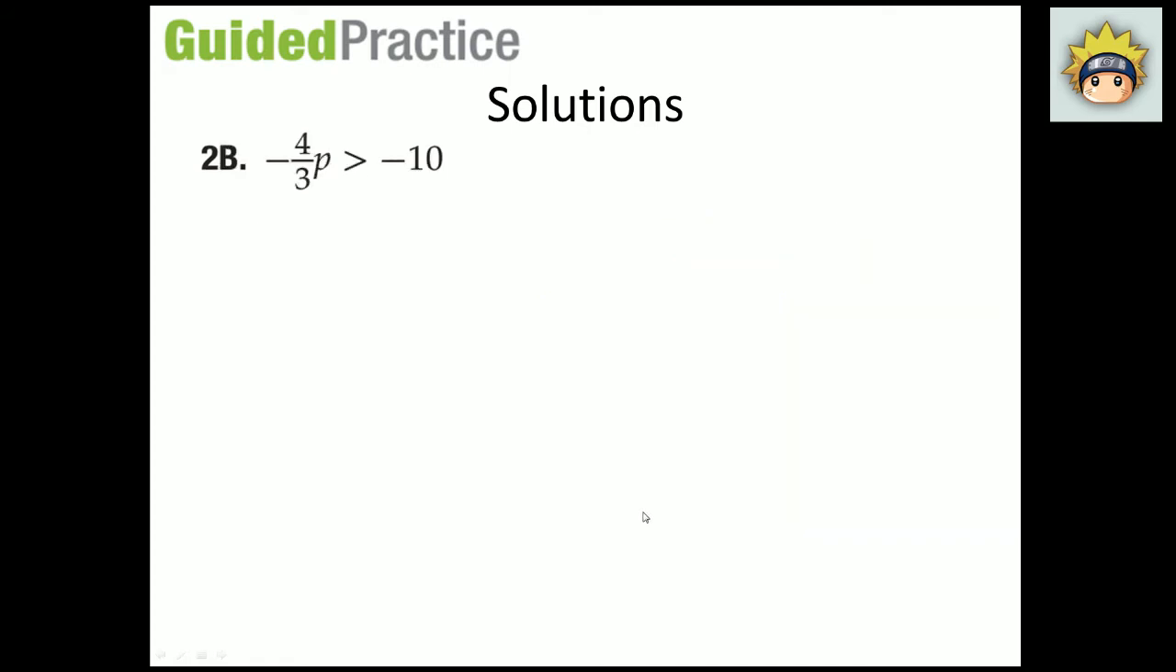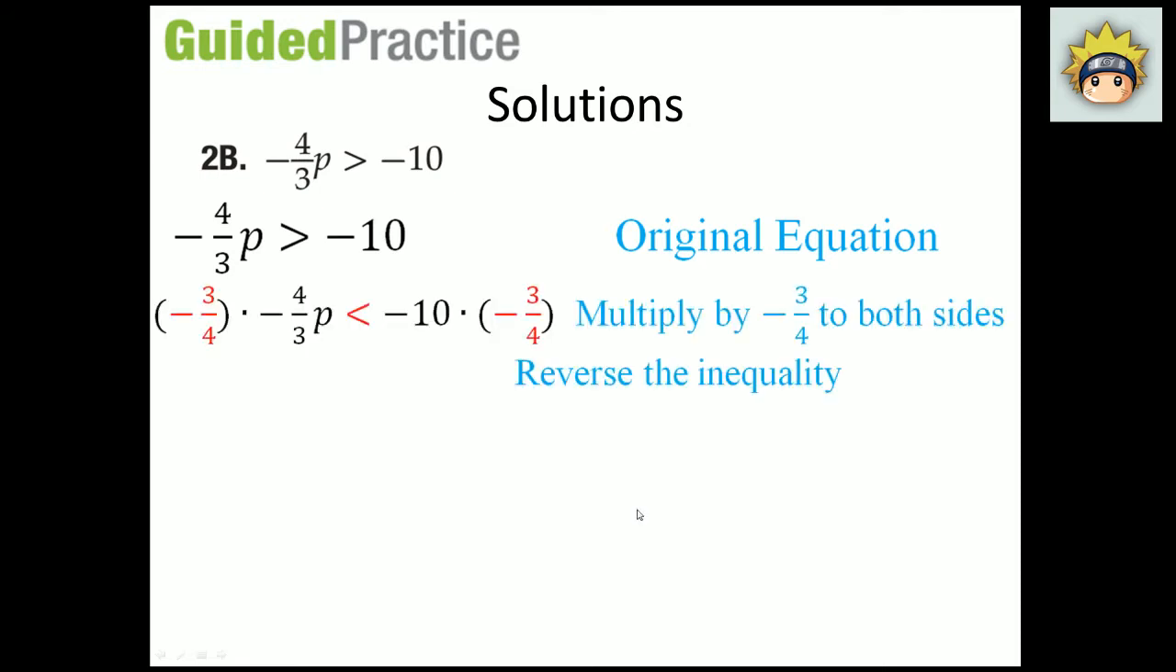2b, negative 4 over 3 p is greater than negative 10. I start with my original inequality. I multiply by negative 3 over 4 because that is the inverse of 4 over 3. So I multiply negative 3 over 4 on both sides, and in the process I have to reverse the inequality because I'm multiplying by a negative. Do you see this is a greater than symbol? It becomes a less than symbol.